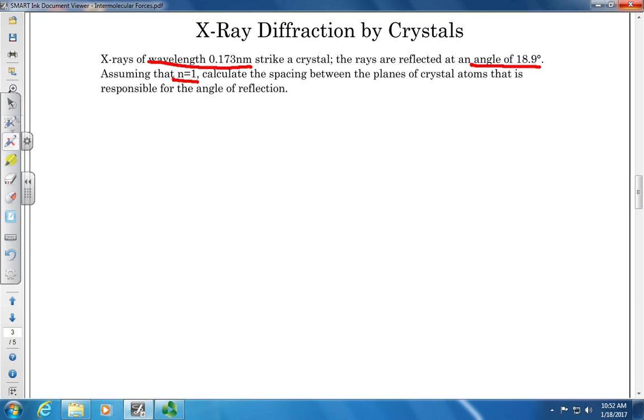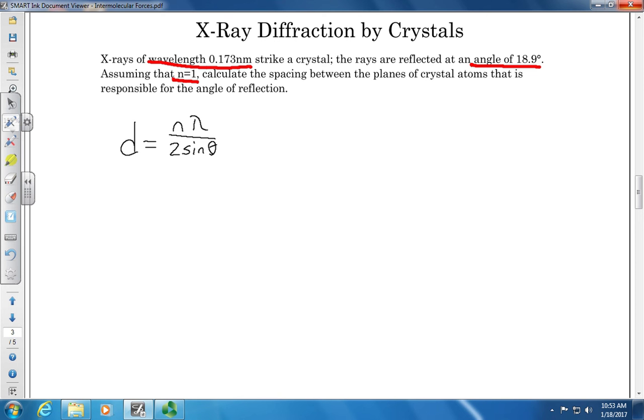And with those three things, we can calculate what the distance is, very simply, because there is an equation for it. The distance is going to equal n lambda over 2 times the sine of theta. N is our principal quantum number, lambda is our wavelength, and theta is our angle. So this is a relatively easy problem.